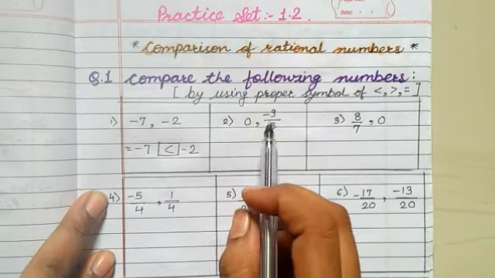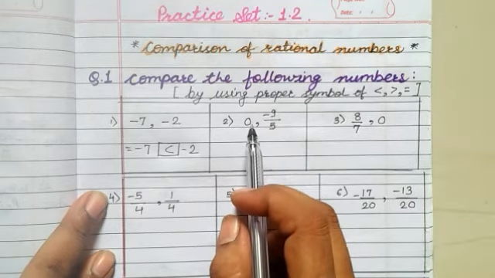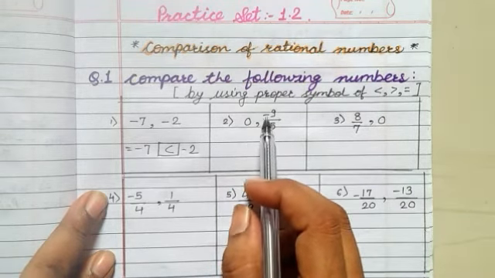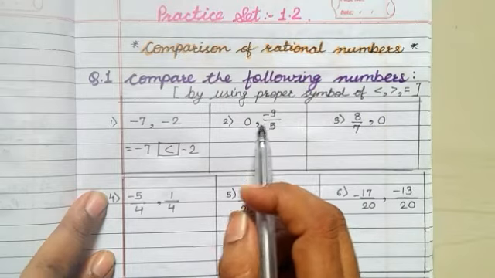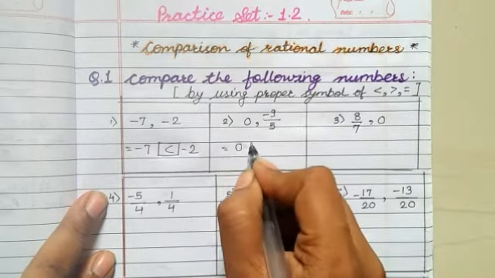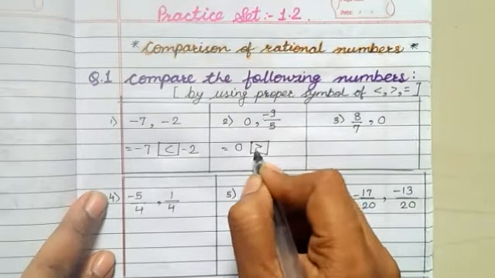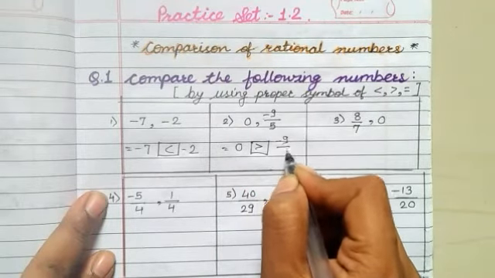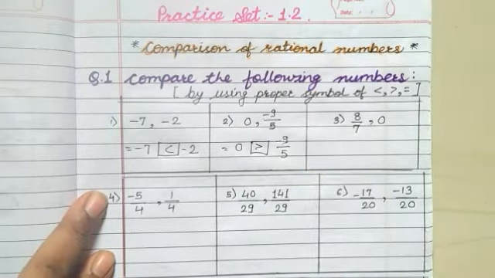Second one, we have to compare negative 9 upon 5 with 0. As 9 upon 5 has a negative symbol, it is less than 0. So 0 is greater than negative 9 upon 5.